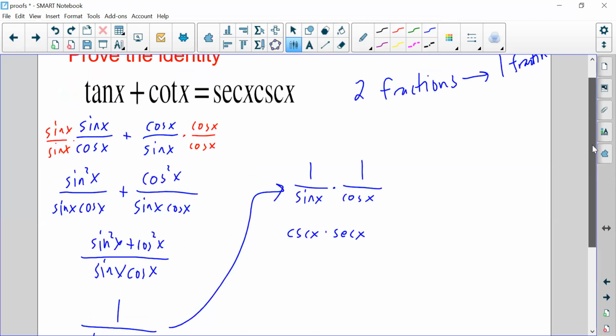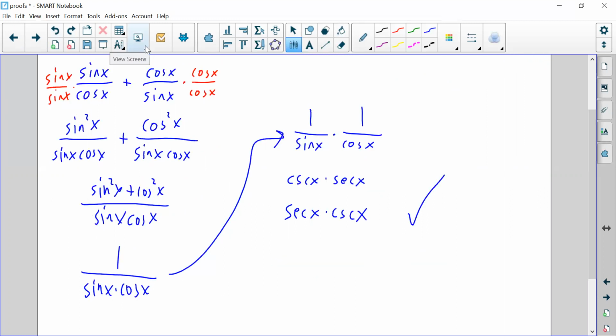And multiplication is commutative, so that's the same thing as the secant of x times the cosecant of x. And we did it. That's the proof.